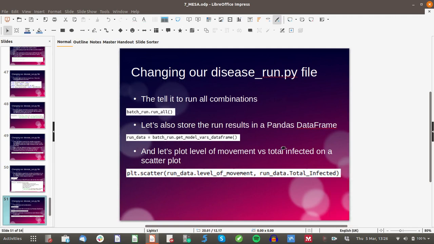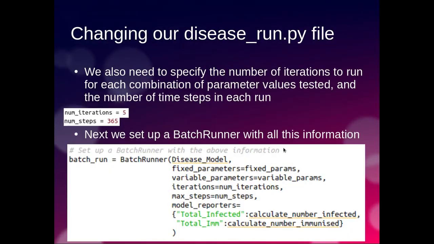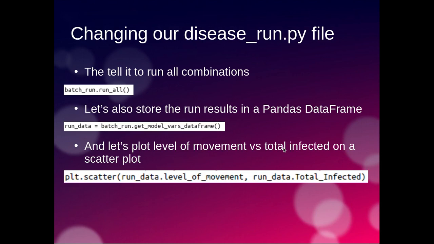Okay, so now you've done that. Now we've set up the batch runner, we just need to tell it, which remember we've called batch run. We need to tell the batch runner to run all of the combinations. There are different functions. You can just get it to run certain combinations. We want it to run through all of them. So this command batchrun.run all will tell it to run all the combinations in that batch runner.